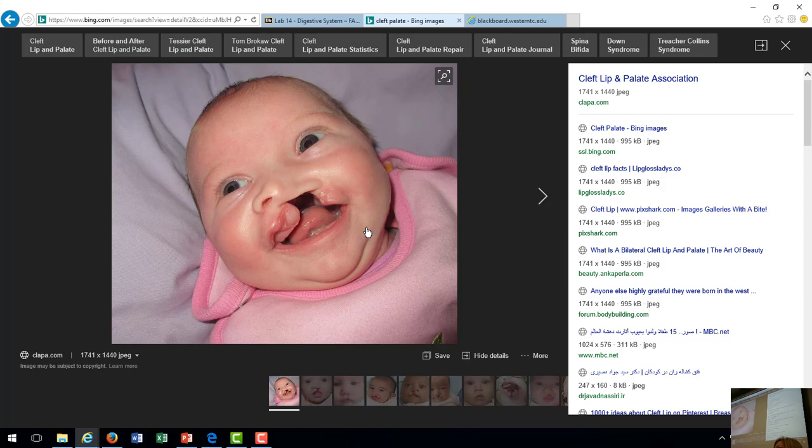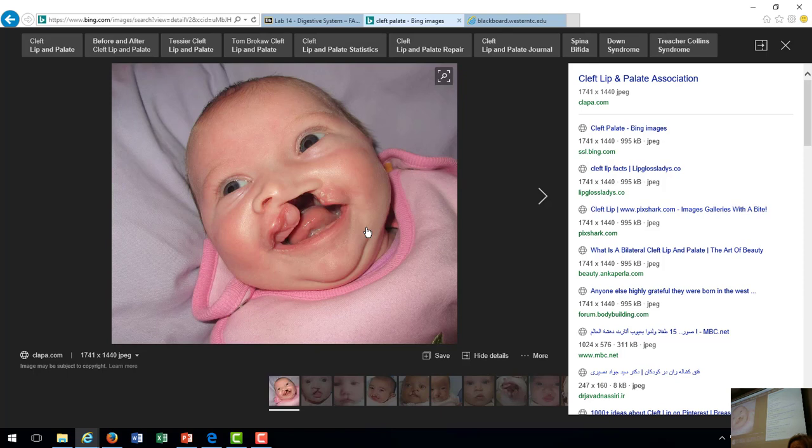So feeding these babies is a challenge, wouldn't you think? Nobody wants food in the nasal cavity, right? So they use special bottles and things to feed them until they have their surgery. Now here in the United States, most often 100% of kids, because we have healthcare for everybody, will get a repair surgery.